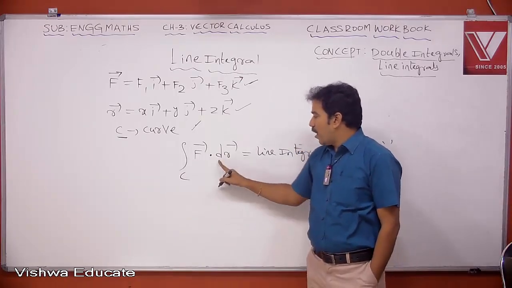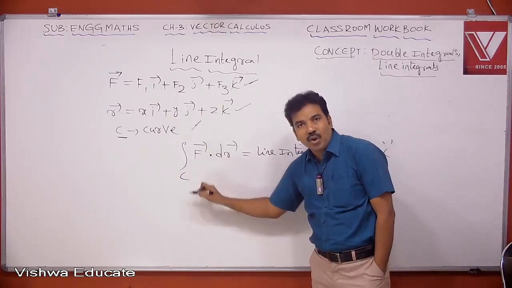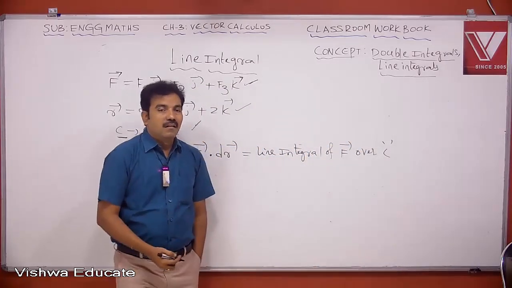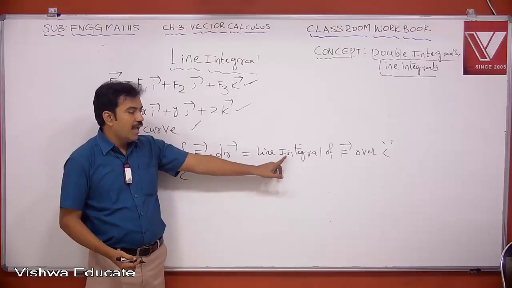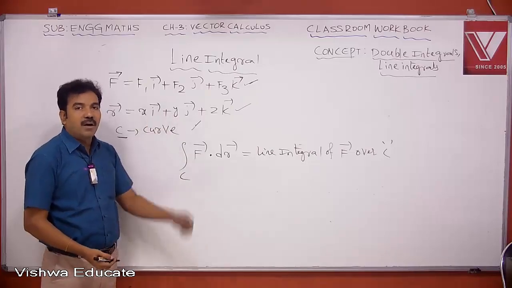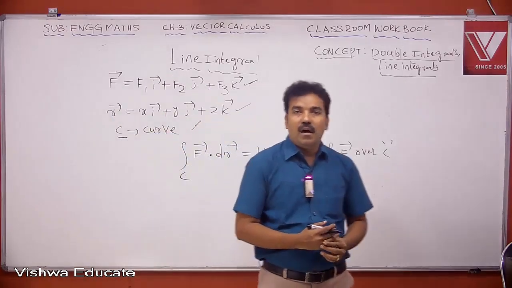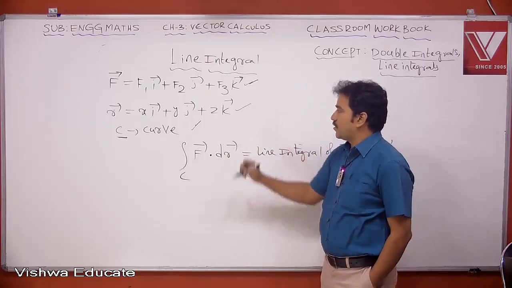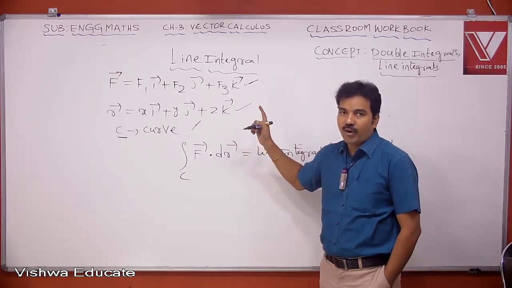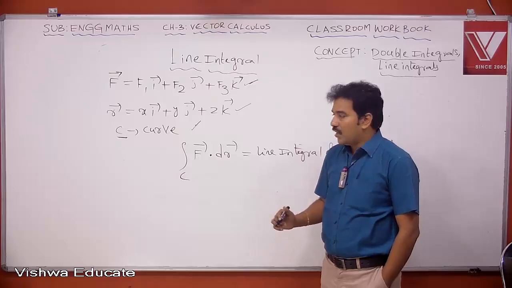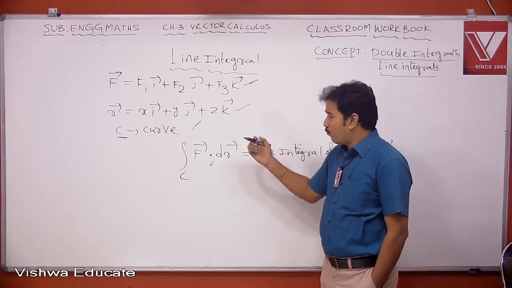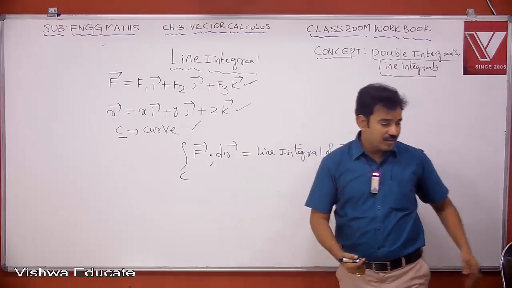Then integral f bar dot dr bar over C, write C below the integral, is called line integral of f bar over C, where r bar equal to xi bar plus yj bar plus zk bar, which is called a standard position vector. Hope you understand this. Now let us simplify this. After that we have some challenges, how to find these line integrals.